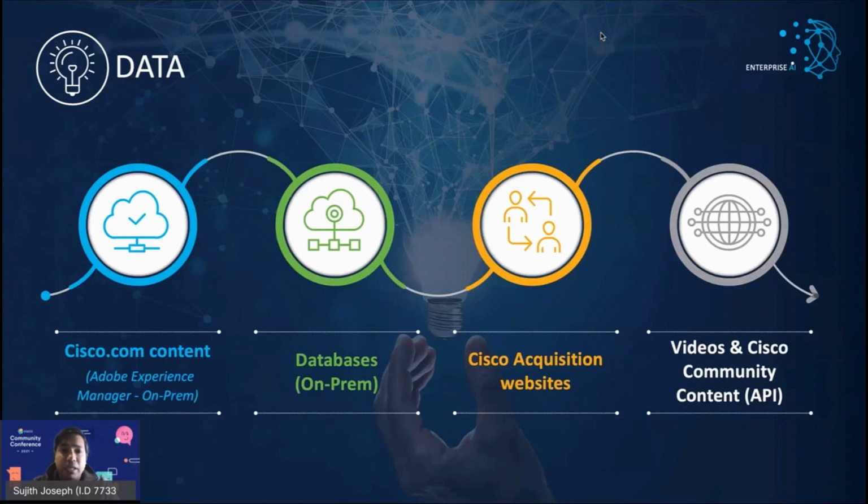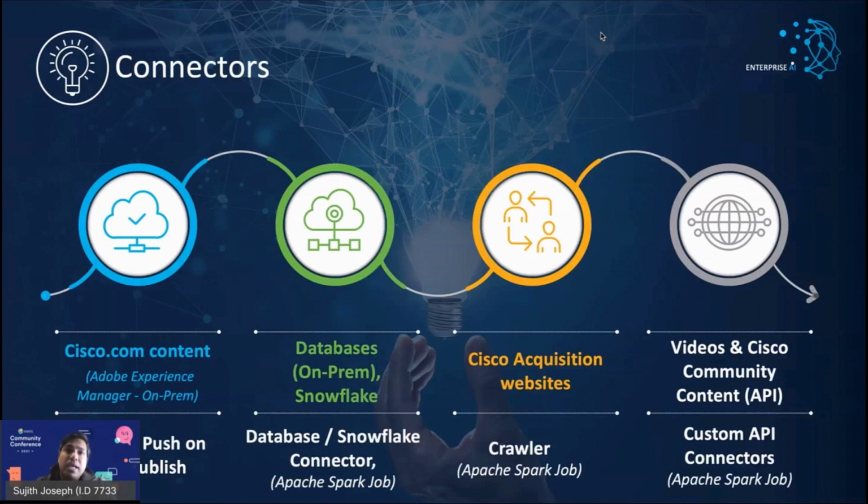For example, for the data layer, we have Cisco.com site content, and we use Adobe Experience Manager as a CMS, as a content management system. We have content in databases. We have lots of Cisco websites. We have video and community content, etc. So as and when a Cisco document is published in the Cisco.com site, we now push the document to the enterprise's platform for indexing. For the rest of the data sources, we have built connectors based on Apache Spark.